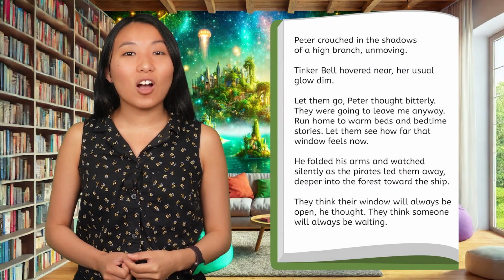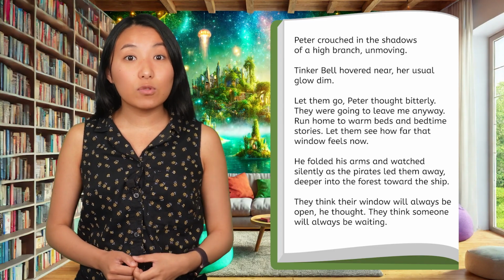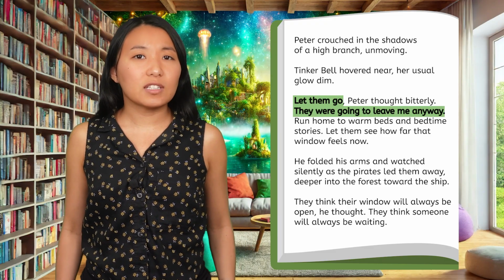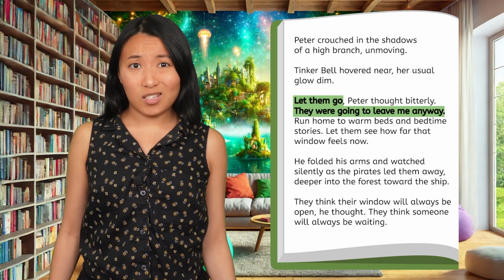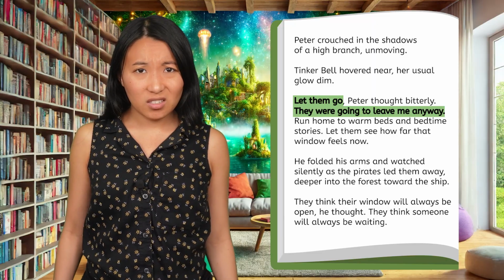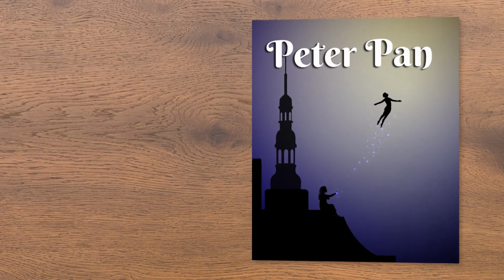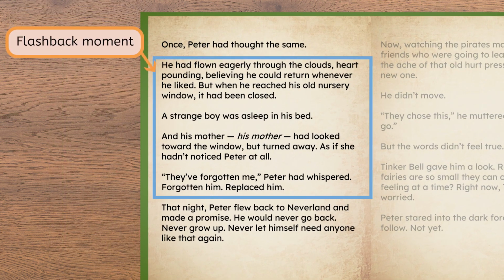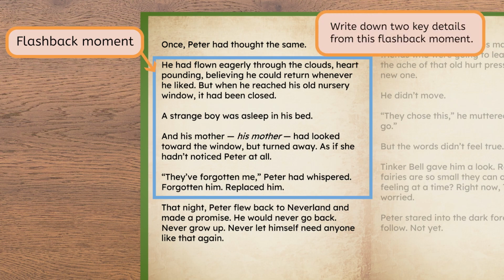Think back to the present conflict in our latest chapter, when Peter refuses to help Wendy and the boys get home. He says, "Let them go. They were going to leave me anyway." On the surface, that seems pretty selfish, right? But then there's that moment when Peter remembers coming back home once, flying eagerly to his nursery window, and what? What exactly happened at Peter's window? What did Peter see and how did it make him feel? Write down 2 key details from the flashback to make sure you've got the moment clear before we move on.